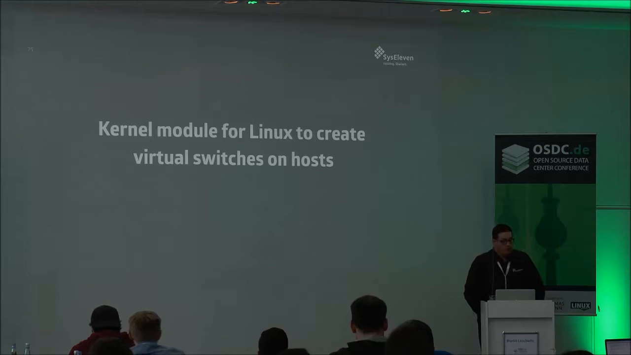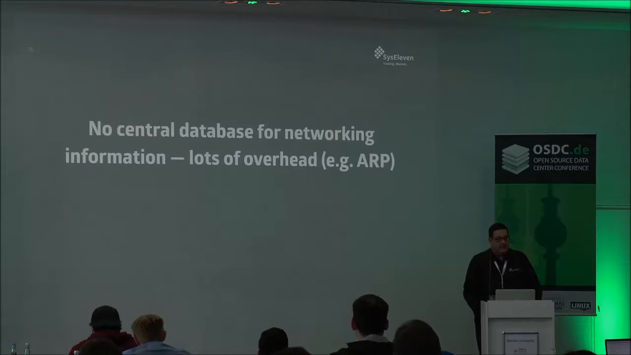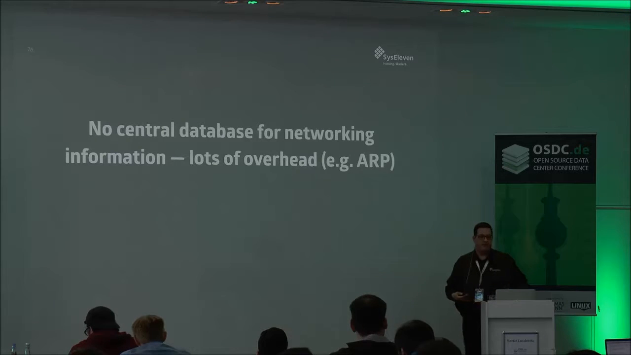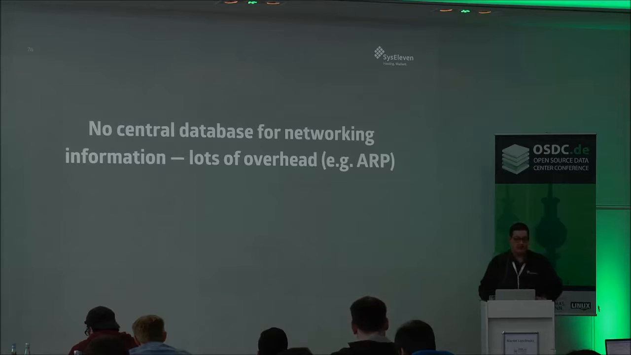And the one big problem that OpenVSwitch actually has is the fact that there is no central database of networking information, which leads to a lot of overhead. If you take a look at the OpenStack documentation that explains how to set up OpenVSwitch inside an OpenStack cloud, you will see a big fat hint explaining that the documentation contains a valid setup, but that this setup is only valid for a proof of concept installation.